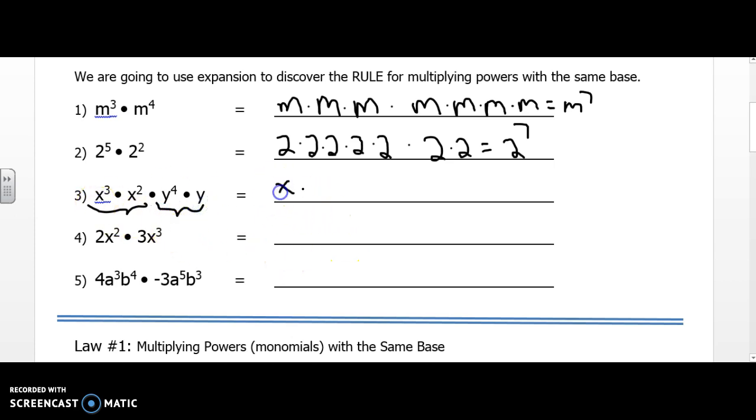I have x times x times x. That would be x to the third, so we use that one. Then for x squared, that would be x times x. And remember, all these things are going to be multiplied, so we'll put a little multiplication here.